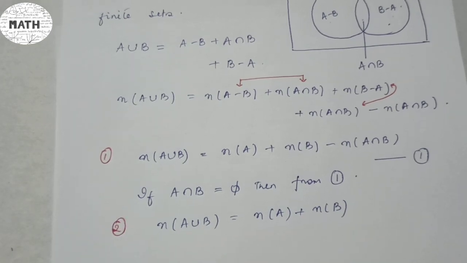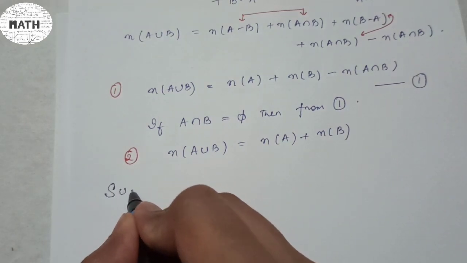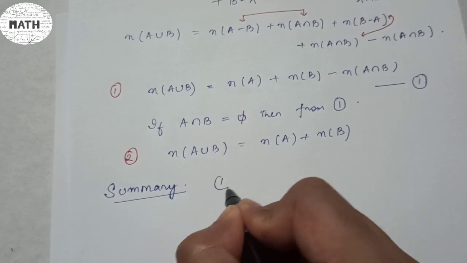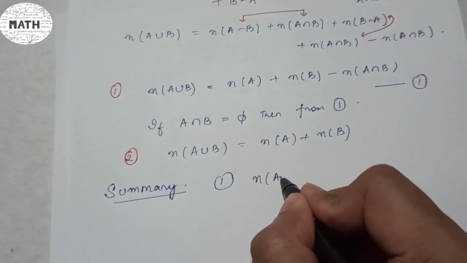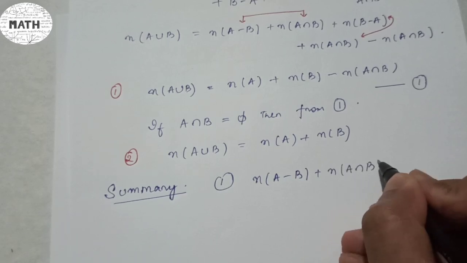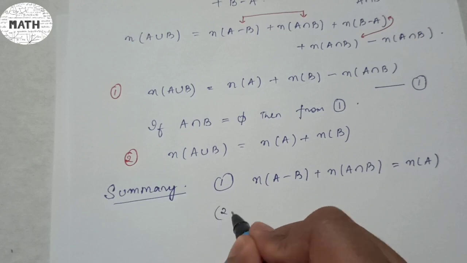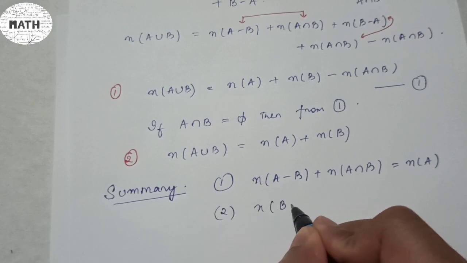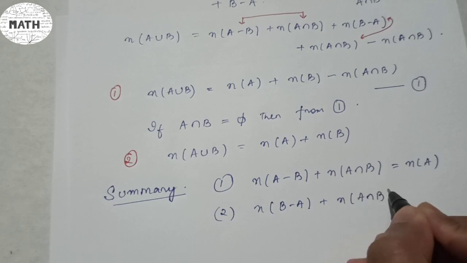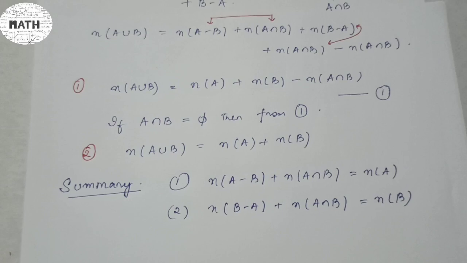Alright, now after this two comes your summary or your note. You can say any one of it. The first one happens to be n of a minus b plus n of a intersection b is nothing more than your n of a. And similarly, number 2, your n of b minus a plus n of a intersection b is nothing more than your n of b. So these two are your summary.